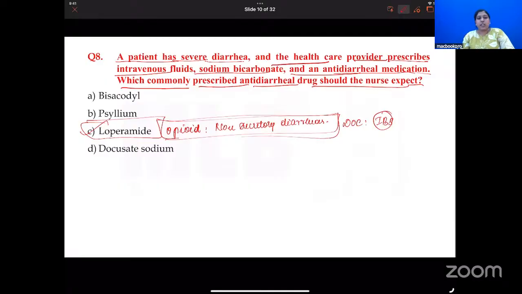So here you people have to remember this very clearly that in case of irritable bowel syndrome, this is the drug of choice, right? And if it is a case of secretory diarrhea, now tell me what is the drug of choice? In secretory diarrhea, the drug of choice is your octreotide. This you have to remember. Right? So bisacodyl, psyllium, and docusate sodium, these are constipation drugs, laxatives, right?